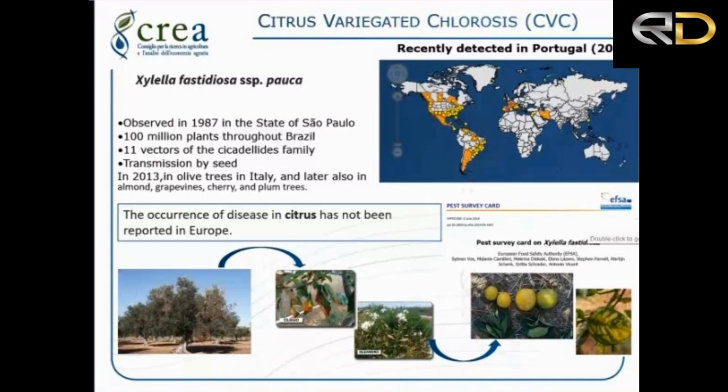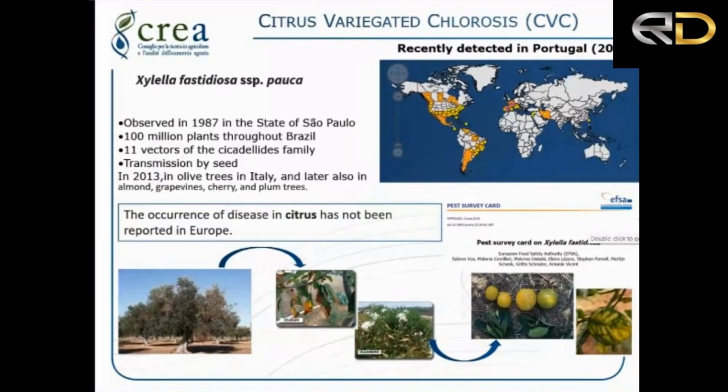For what concerns Europe, we know that in 2013 in Italy there was a very big spread of this pathogen, Xylella fastidiosa subspecies pauca, but not in citrus, rather in olive plants. Later, it has also been detected in other hosts like almond, grapevine, cherries, and plum trees. This bacterium has in fact hundreds of host plants, which contribute to the diffusion of the pathogen.